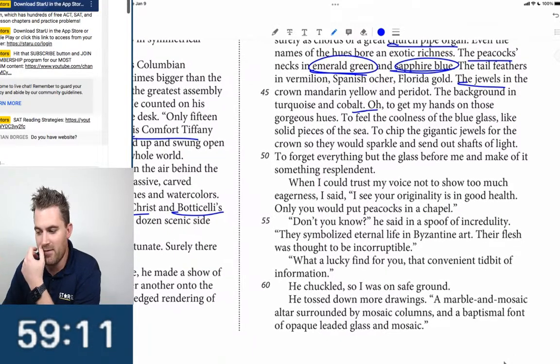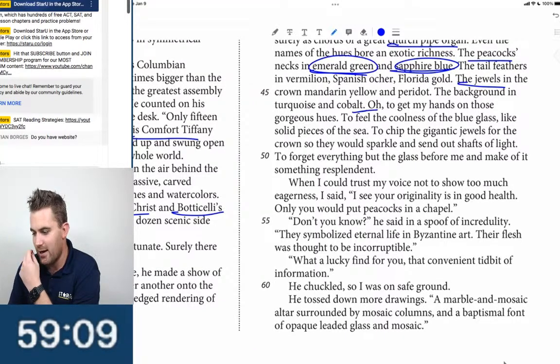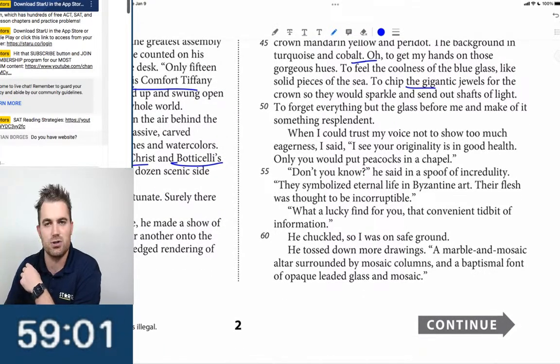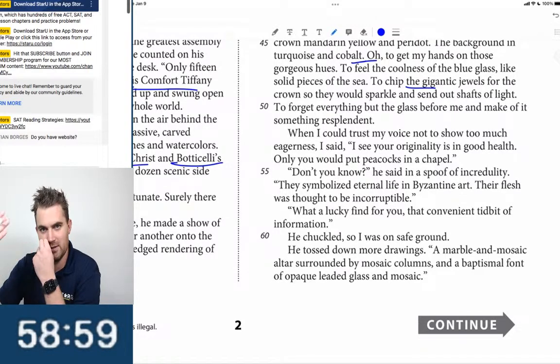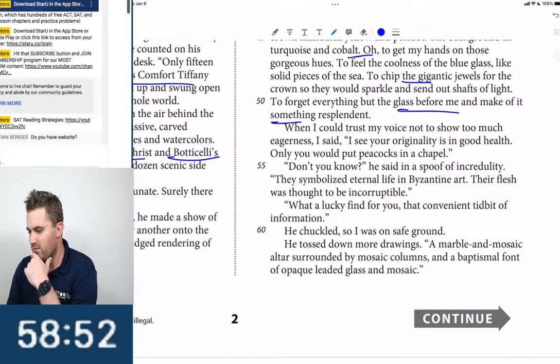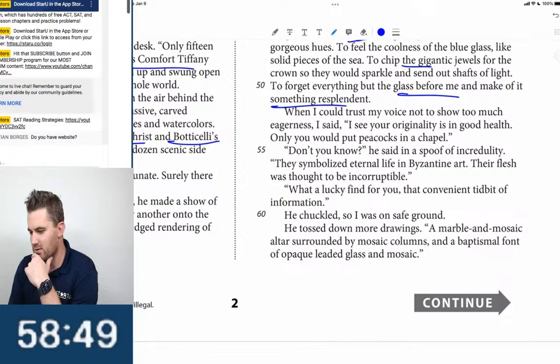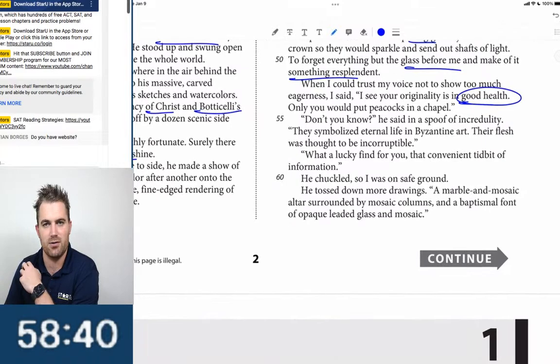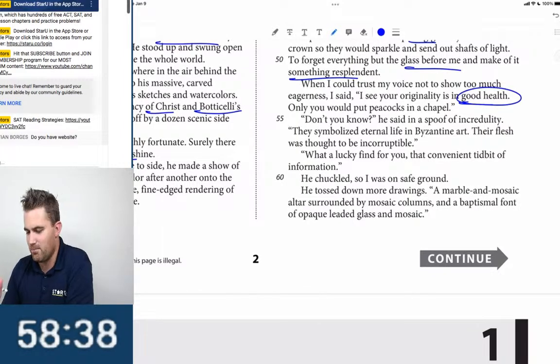So you can probably skip down, right, to somewhere like the gigantic jewels maybe for the crown. We can tell that this is still talking about this beautiful image. We can always come back to that quickly if necessary, but probably don't need to read every single word of that line. Read everything but the glass before me and make of it something resplendent. I can trust my words, too much eagerness, serious eyes, and good health. Okay, eagerness, right? This kind of apprentice or employee doesn't want to sound too impressed, but at the same time is very impressed.